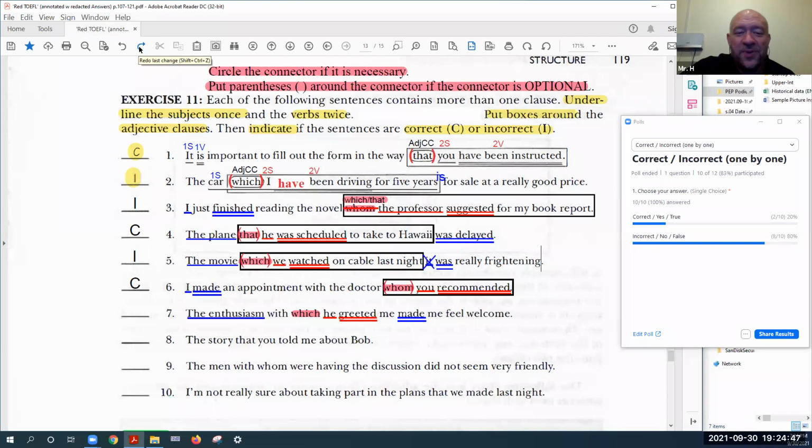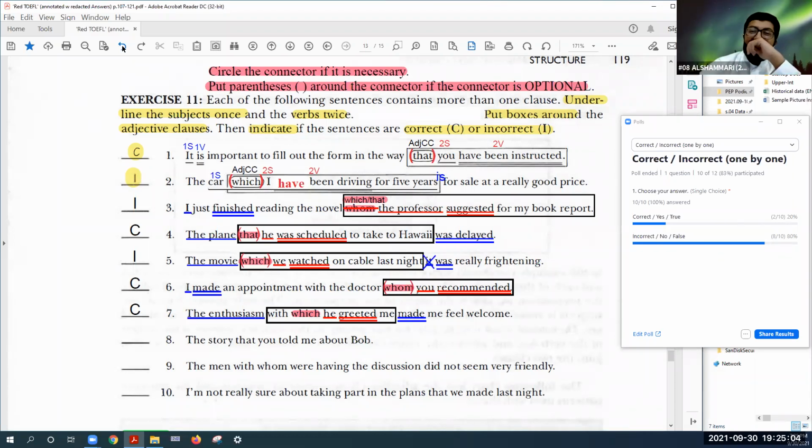This example is a special case. From the preposition with to me. This sentence is correct, gentlemen. Assad, you're the only one. Everybody else, you lose marks on TOEFL. Yes, this sentence is correct.